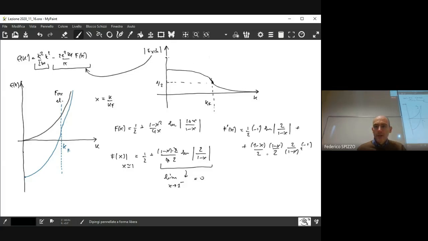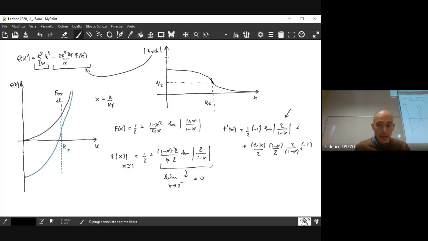this one here. So this is something that doesn't depend on x, because we have 1 minus x squared here and 1 minus x squared here. So at the end, this is just a constant term. But we have this logarithm of 2 divided by 1 minus x. So when x goes to 1, here we have a divergency.